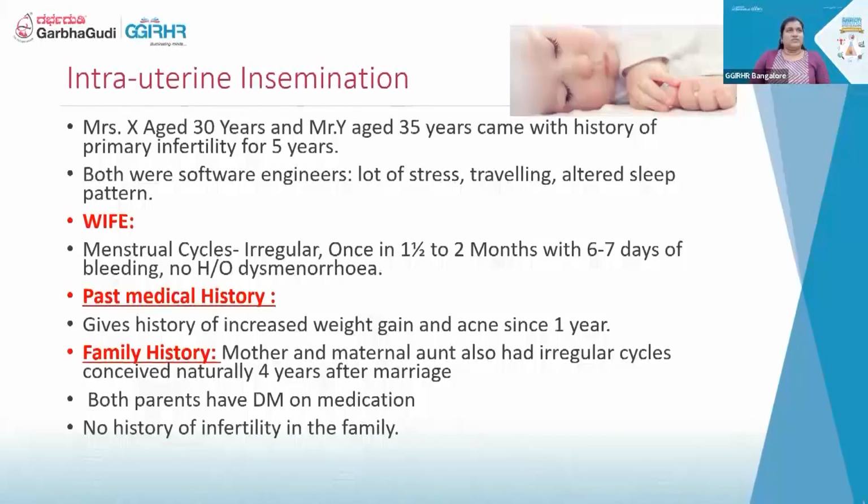When we took the history of the wife, she had irregular cycles with bleeding once in 1.5 to 2 months, with 6 to 7 days of bleeding each cycle, and there was no history of dysmenorrhea. There was a history of increased weight gain and acne since 1 year. Family history: mother and maternal aunt also had irregular cycles, but both conceived naturally after 4 years of marriage. Both parents had diabetes and they were on medication. There was no history of infertility in the family.